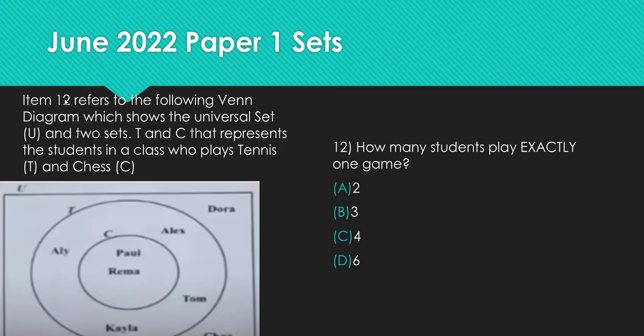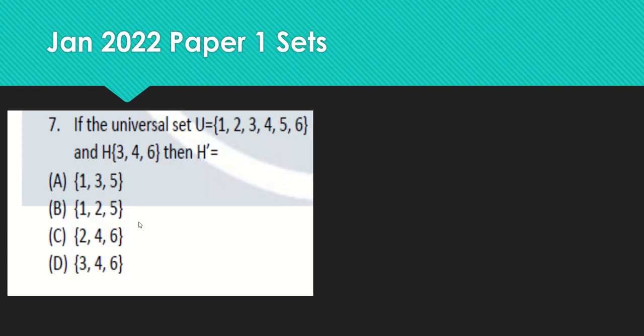Item 12, this is a repeated question. Item 12 refers to the following Venn diagram, which shows a universal set and 2 sets T and C, which represent students in a class who play tennis and chess. How many students play exactly one game? That's Alex, Tom, Kayla, and Ali, which is 4. That is the answer for this one.